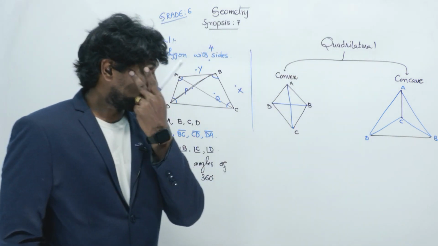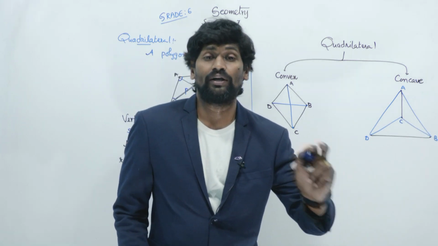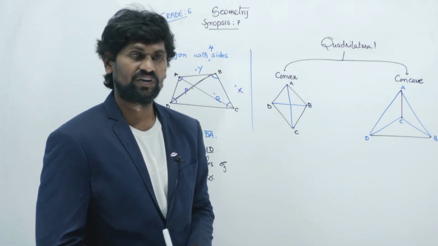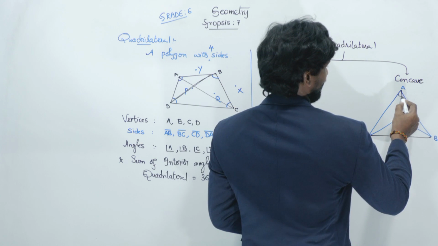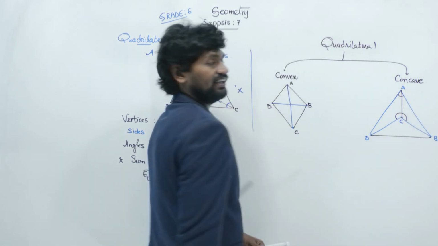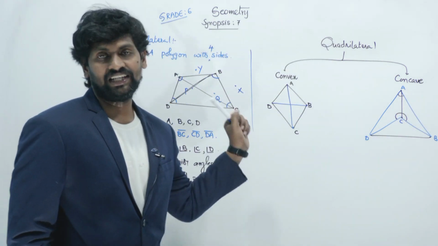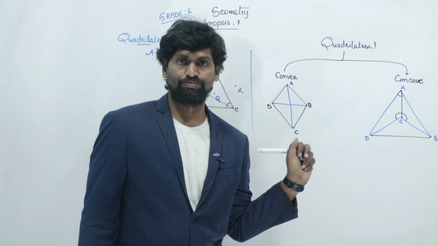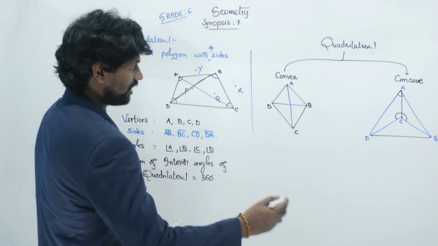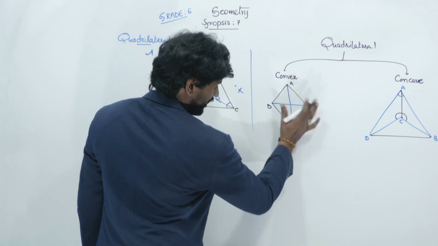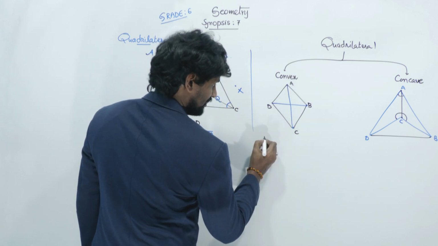So that's why we call this type of quadrilateral a concave quadrilateral. Okay? The sum of opposite angles is more than 180 degrees here, but here it is less than or equal to 180 degrees. Clear? Yeah. Now we need to discuss the convex quadrilateral in this topic.